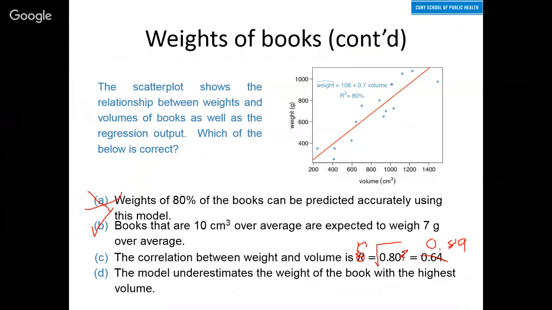Okay, last one. The model underestimates the weight of the book with the highest volume. So which one is that? This one? It overestimates it, so that's wrong.